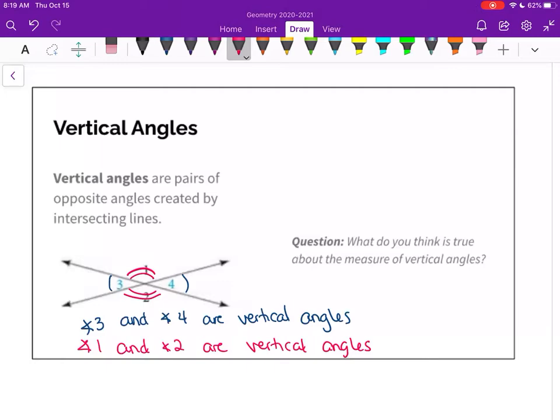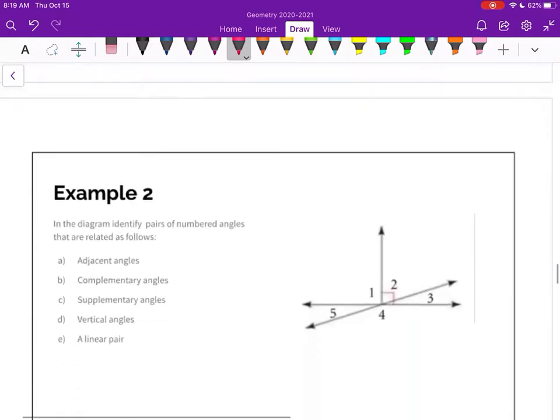All right. And so I have a question for you. I want you to ponder this. I want you to write this down wherever you're taking notes. What do you think is true about the measures of vertical angles? So if I have a pair of vertical angles, what do I know about their measurements to each other? Are they congruent? Are they complementary? Are they supplementary? Are they a linear pair? Are they adjacent? Tell me something you know about vertical angles. What do you think? So take a moment, write that down.